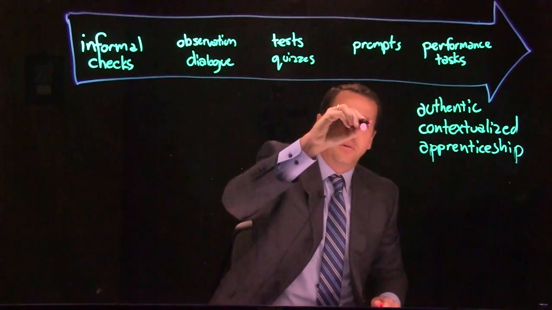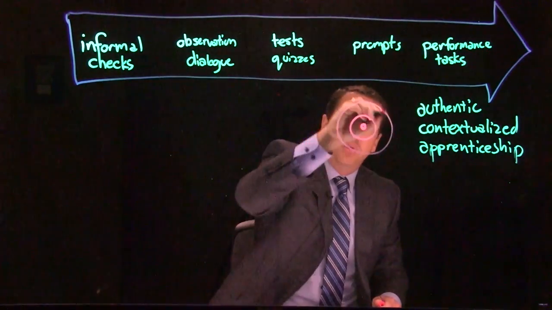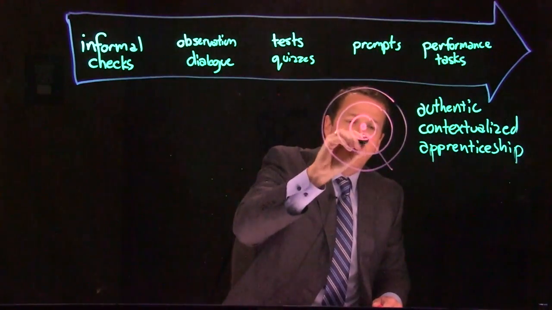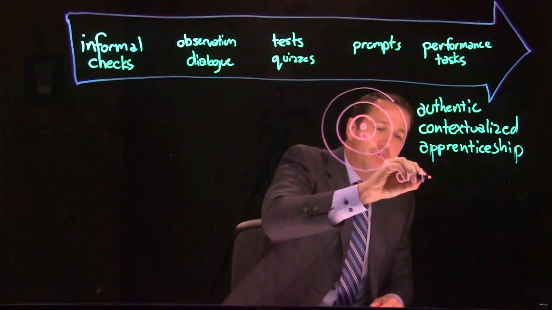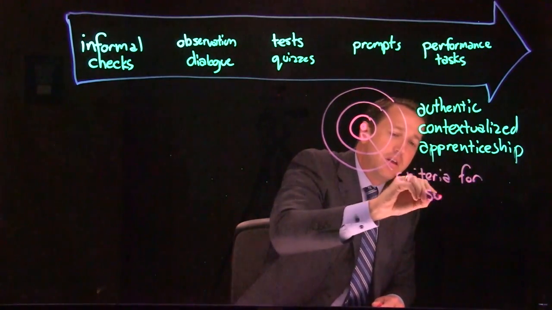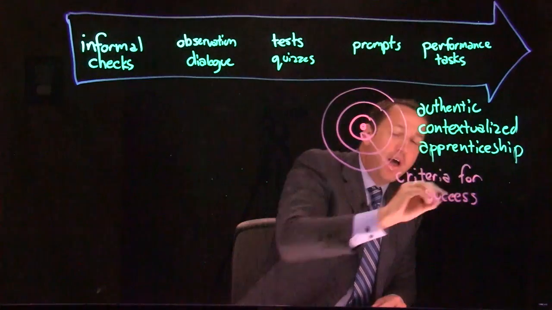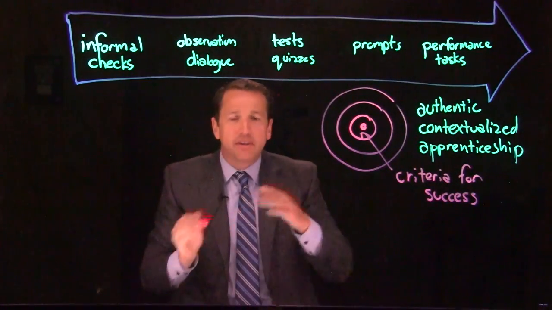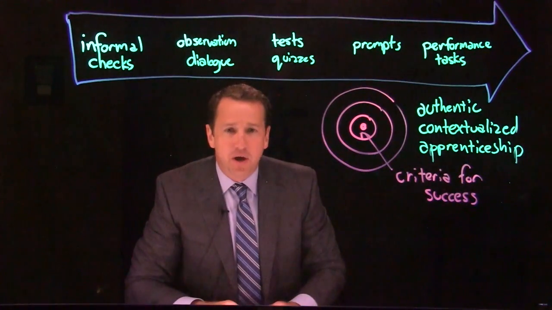Now, the last thing I'll say for this point is you also need to make sure criteria for success are clear. So if we think of this as a bullseye, we need to tell students how to hit that bullseye with clear criteria for success. A lot of times it takes the form of a rubric. It does not have to, but on the next video, we'll talk in more detail about rubrics.